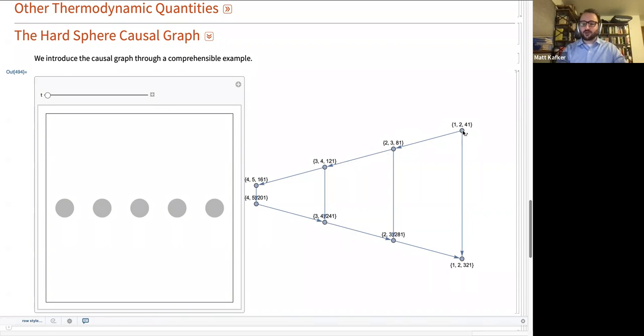Particle 1 collides with particle 2 here, particle 2 goes this way, but the next collision that particle 1 is involved with is when particle 2 comes back. So that's why there's this vertical edge down here. And this is the procedure that we construct the causal graph from. Does this make sense?